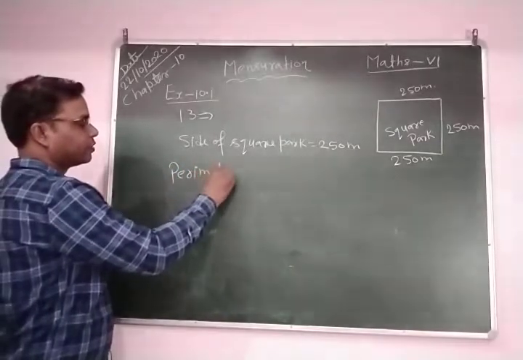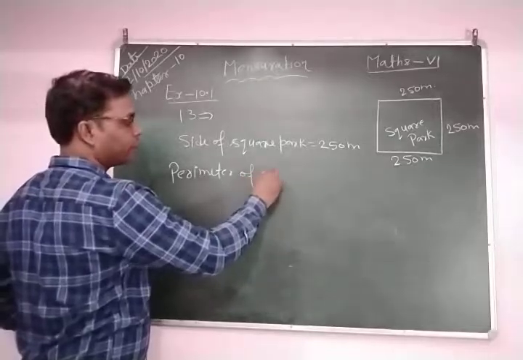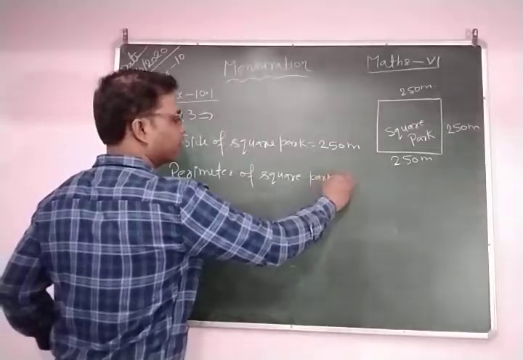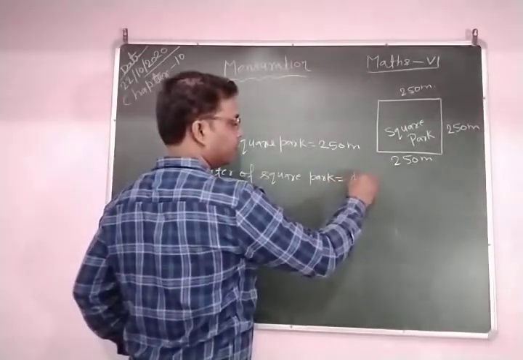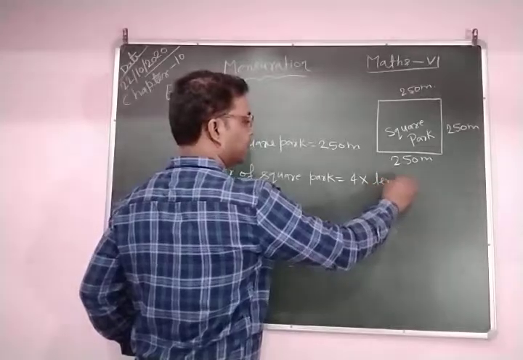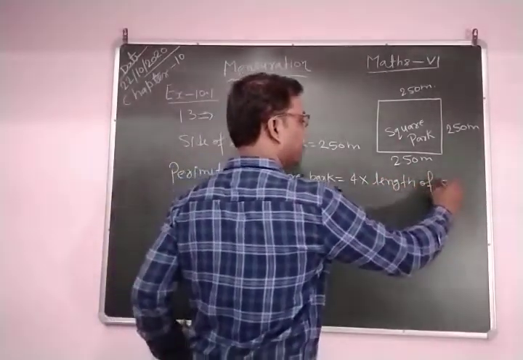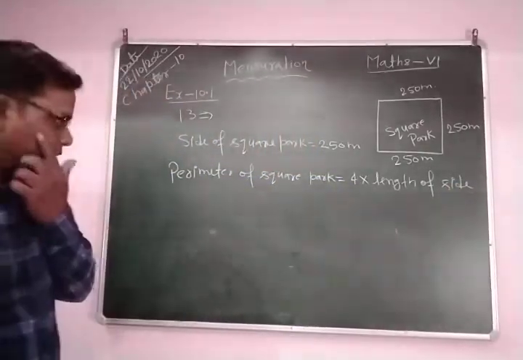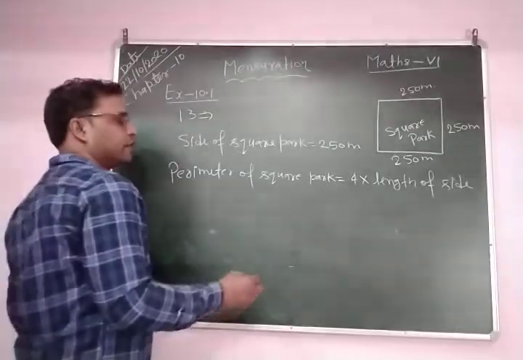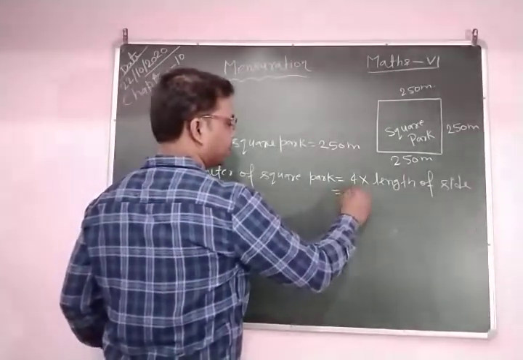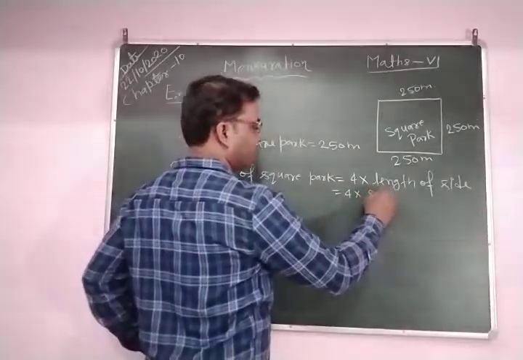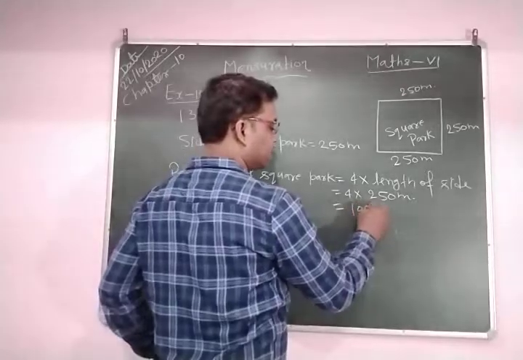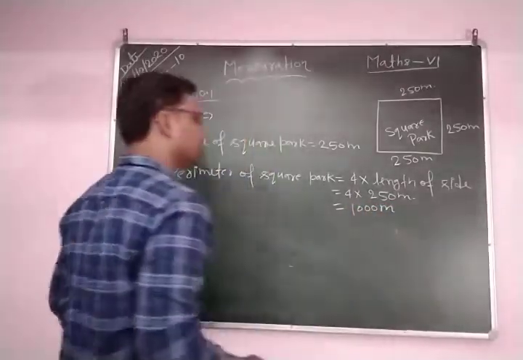The perimeter of the square park is equal to 4 into the length of a side. So this is equal to 4 into 250 meters. If you multiply this, we get 1000 meters. This is the perimeter of the square box.